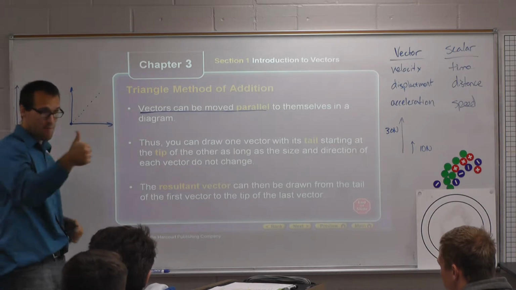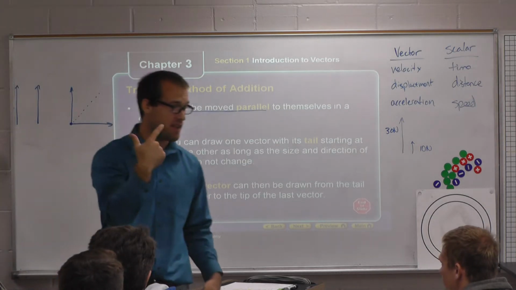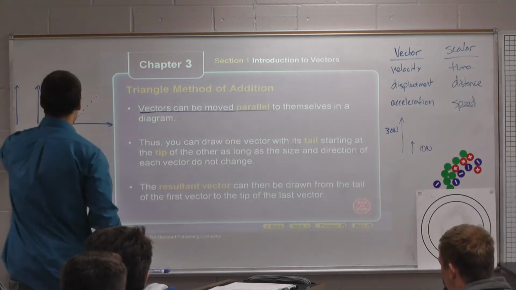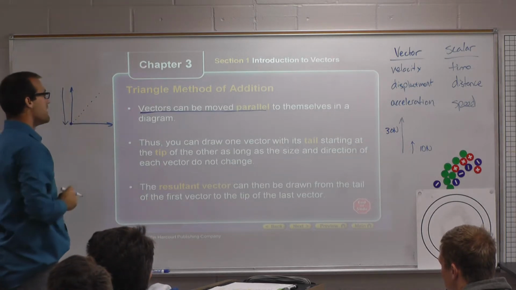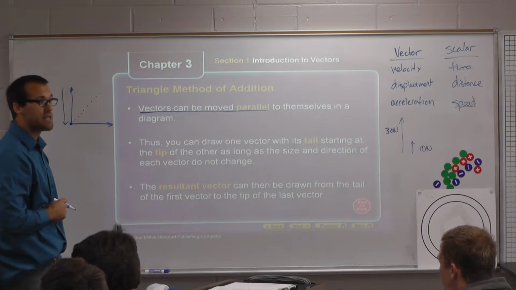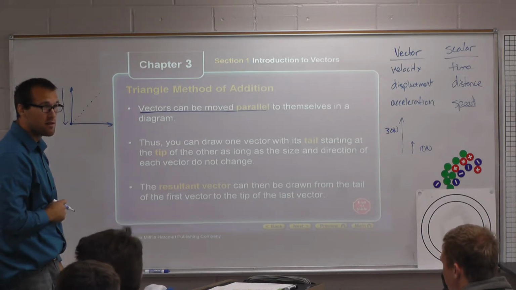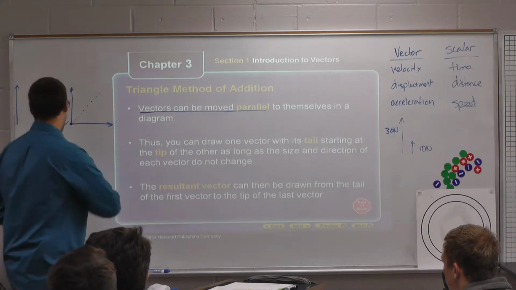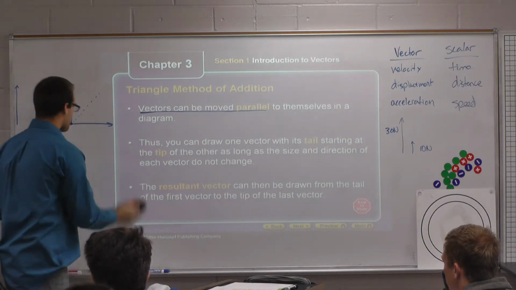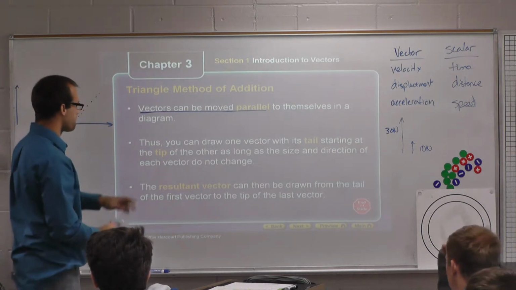It'd be the same magnitude, but opposite direction. So I could take this, and I could subtract it like that. Same magnitude, opposite direction. Wouldn't it also be on the other side of the dot? Yes, I'll get to that in a second.